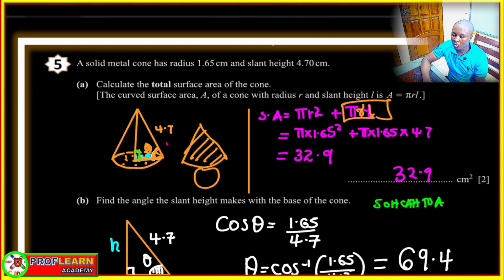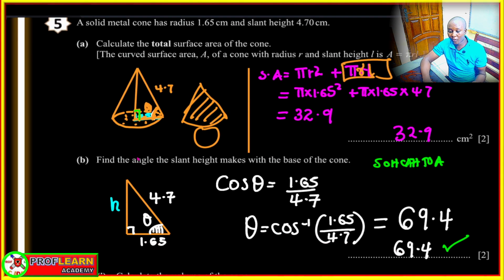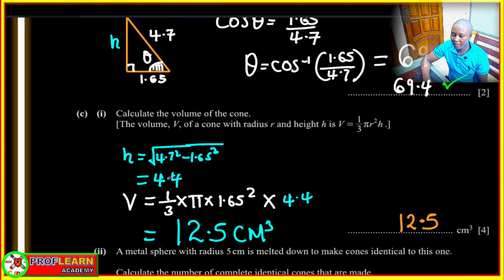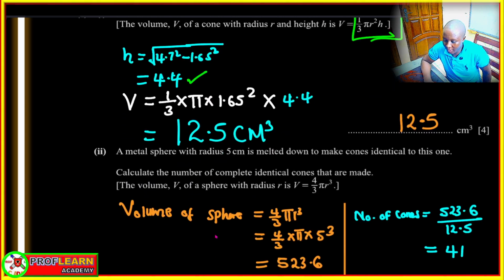So we need to know what the height is in order to work out the volume of the cone, because volume is a third base area times height. So the height is going to be 4.7 squared minus 1.65 squared using Pythagoras theorem, and the height becomes 4.4. Then we can say volume is a third pi r squared h, which is going to be 12.5 as shown there.